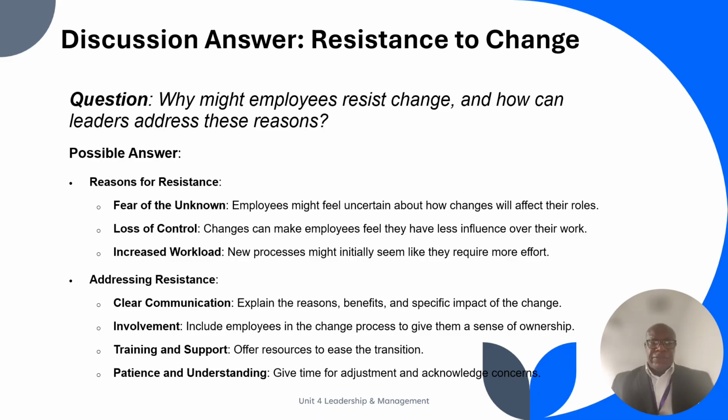You can also give training and support, offer resources to ease the transition. Okay, it could be training them on the job or before the change. So anything that you can use, okay, to ease the transition of that change.